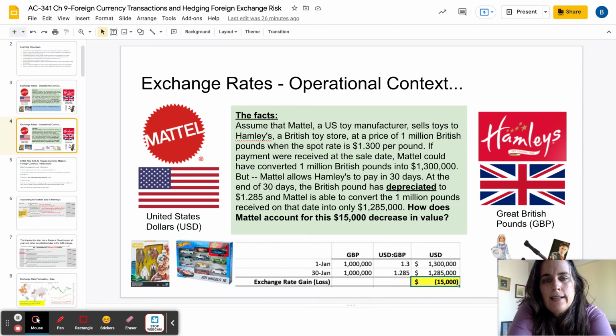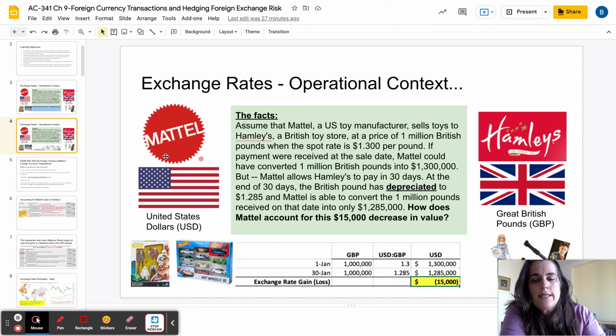Okay, let's take a look at a sample transaction of a sale on account between two businesses located in different jurisdictions using different currencies. This is sort of the basis of a couple of your homework problems. It's a good problem to show some of the journal entries and the accounting that result when companies are doing business across borders.